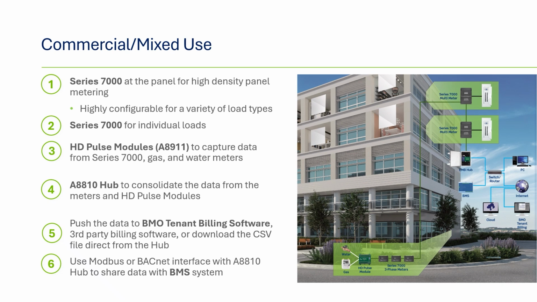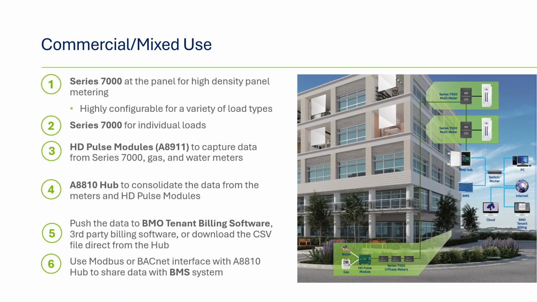Mixed-use facilities are becoming common, leading to additional requirements for submetering, which may include both tenant billing and code compliance. 1. For areas that can be metered at a main electrical panel, we recommend using a Series 7000 meter, which is ideal for multi-circuit applications. The flexibility to configure these meters to address a variety of load types makes it an excellent cost-effective choice. 2. The Series 7000 single three-phase model can also be used to address individual loads, which may be needed in commercial spaces or for code compliance in common areas.